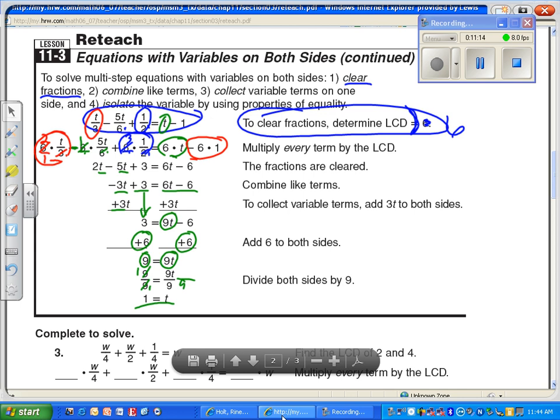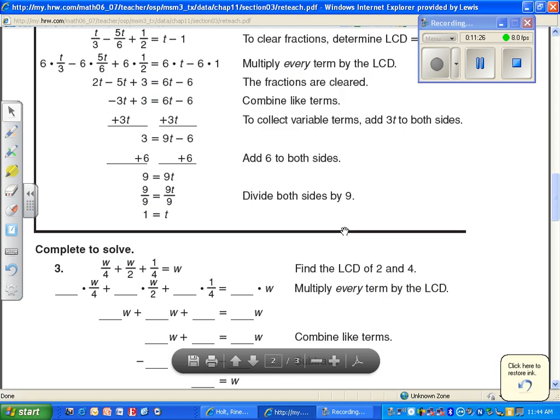So that's a little trick to turn an equation that's filled with fractions into an equation with no fractions. But the first thing we need to do is find that LCD of all the fractions, and then just take that LCD and multiply it to every term in our equation. All right, let's do another example.